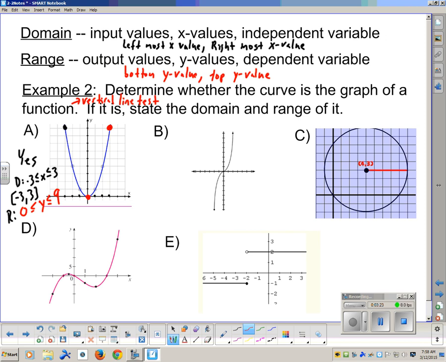Or I can put brackets around it since they're closed dots. It goes from 0 to 9. In other words, it includes that point. There are not open dots there. If it was open dots, you'd put parentheses around them, but in this case, they're closed dots.